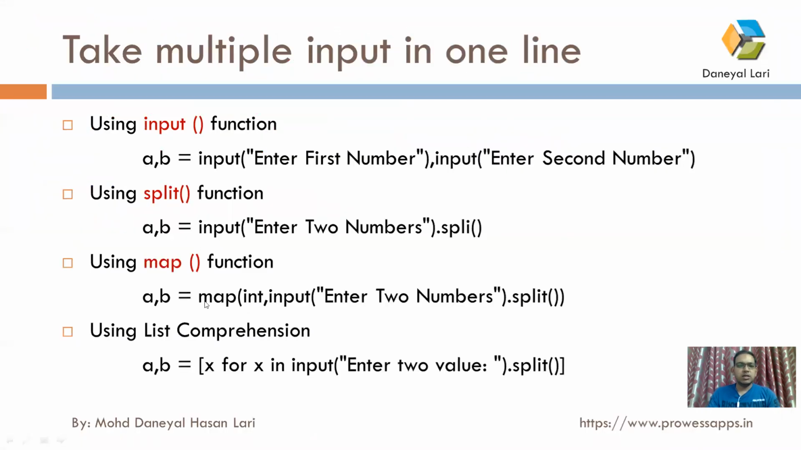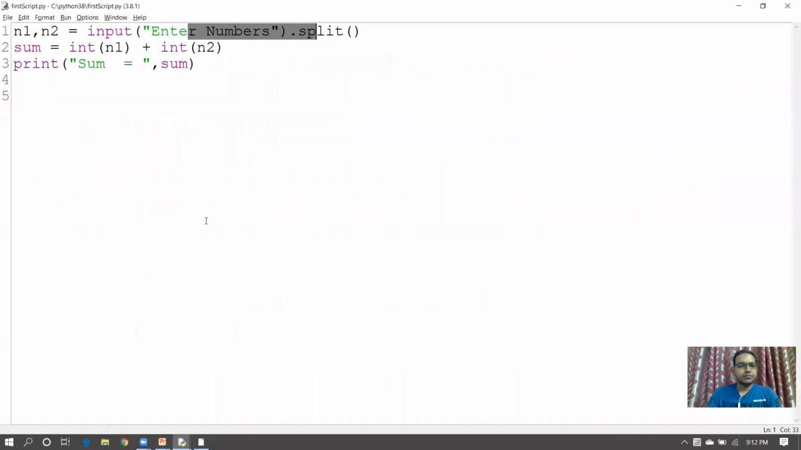Another way is by using the map function. This is very helpful and very useful. Most of the time you will find this function when you write your code, so understand this function. In the map function you will pass two arguments: one, the values, and second, the type in which you want to take the value from the user. So look at the syntax.